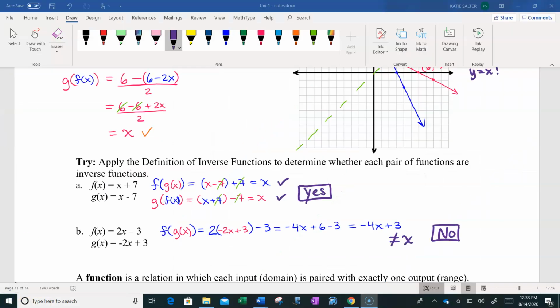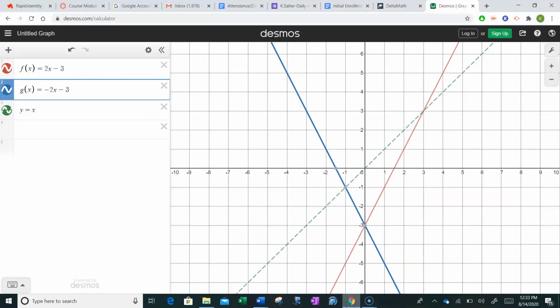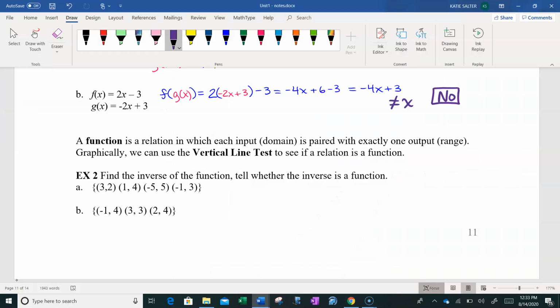The second one, we can see that when we do the composition, it does not come out to equal x. Once you realize one of them doesn't equal x, there's no reason to do the other one. These are definitely not inverse functions. If we look at them graphically, we can also see that they are not inverses. They do not reflect over the line y equals x. Also, they intersect, and they do not intersect on the line y equals x. So therefore, we know they are not inverse functions.